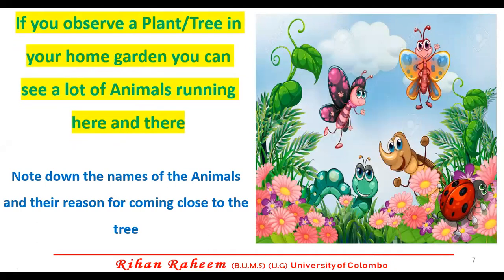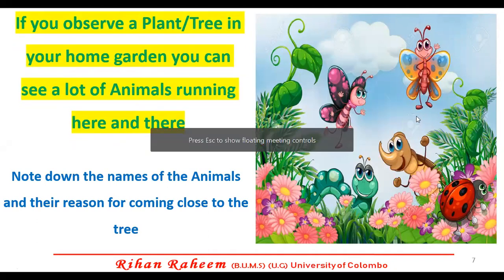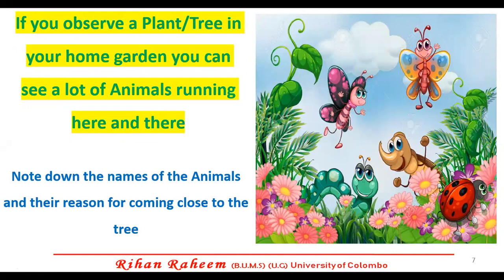Then, if you observe a plant or a tree in your home garden, you can see a lot of animals running here and there. Now just go to your home garden and quickly see and come. Are there animals running here and there? Maybe tiny animals, maybe big animals. Okay. So you can see a lot of animals.